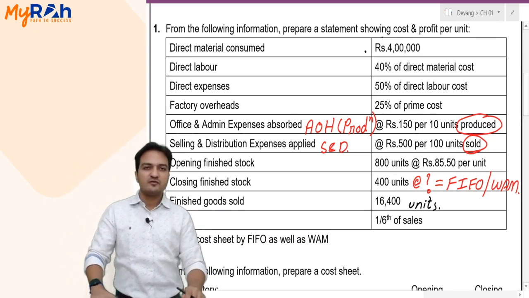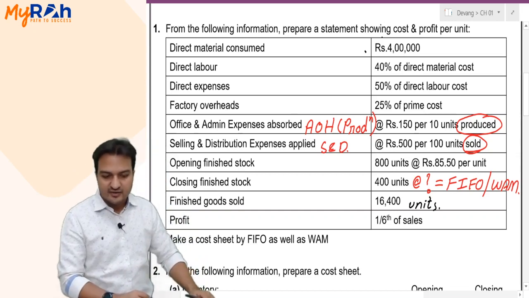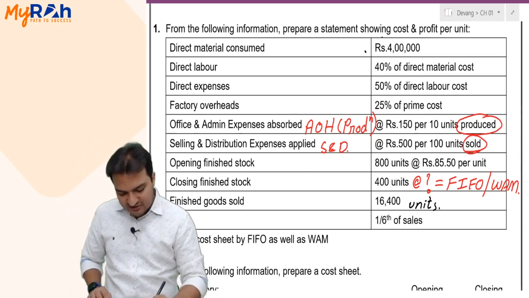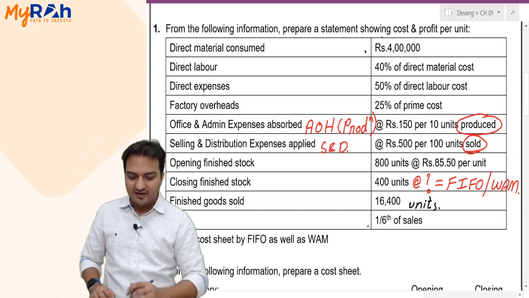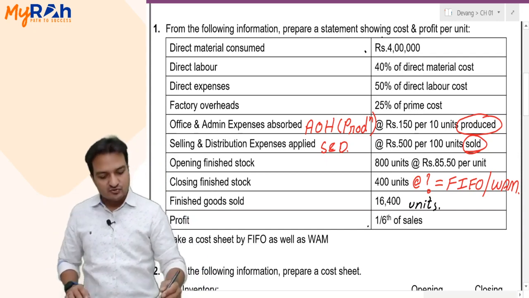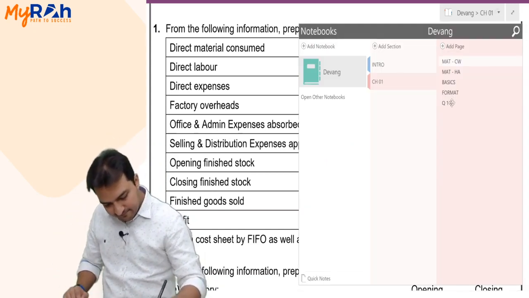Finished goods sold, you are given 16,400 units. Profit you are asked to charge is 1/6 of sales. Okay, all this data we will now use in my cost sheet format.